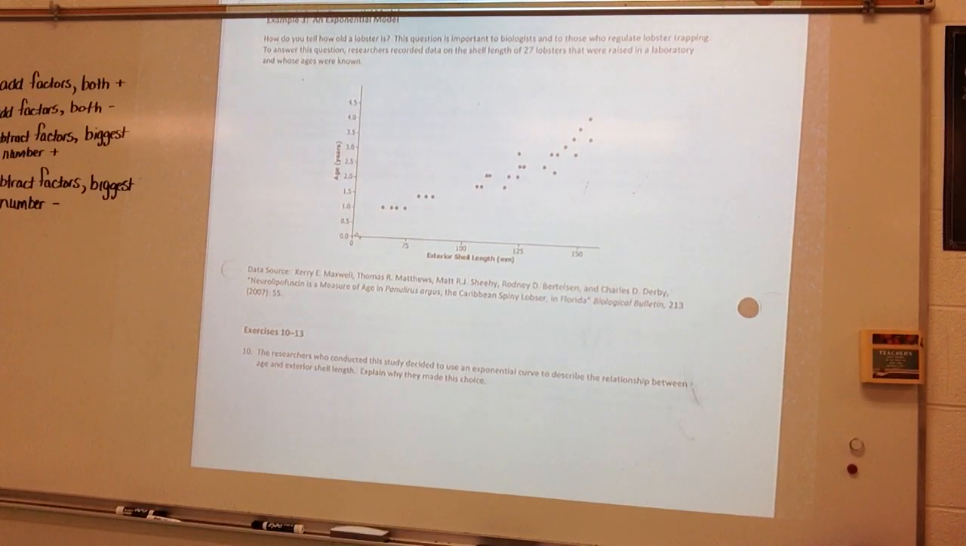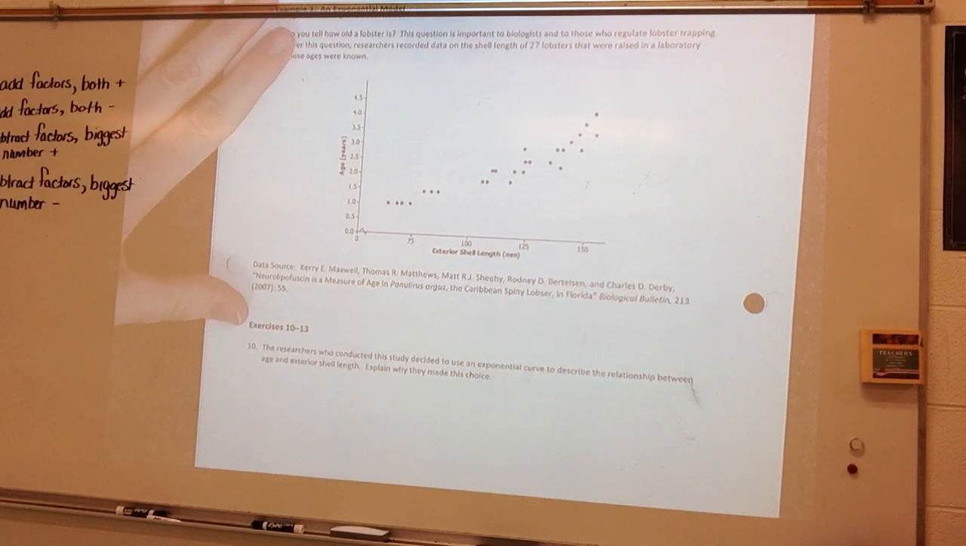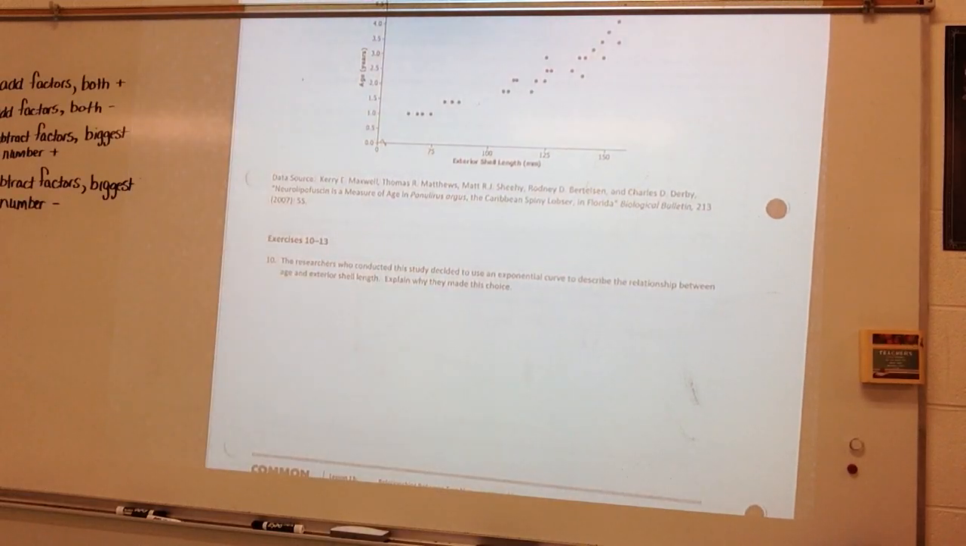Now, why are we talking about this? Well, let's look at the next example. How do you tell how old a lobster is? This question is important to biologists and to those who regulate lobster trapping. To answer this question, researchers recorded data on the shell length of 27 lobsters that were raised in the laboratory and whose ages were known. All right, so go ahead and look at that data.